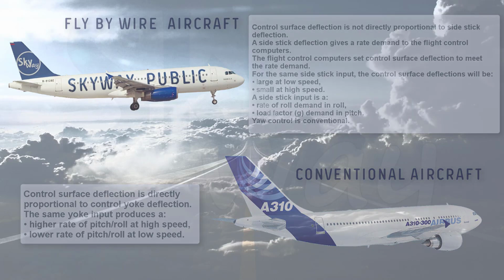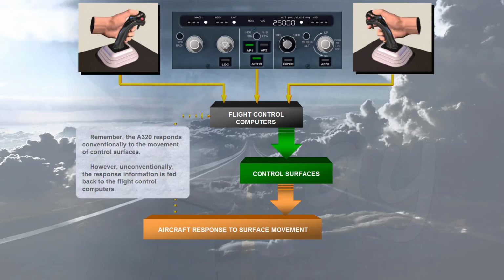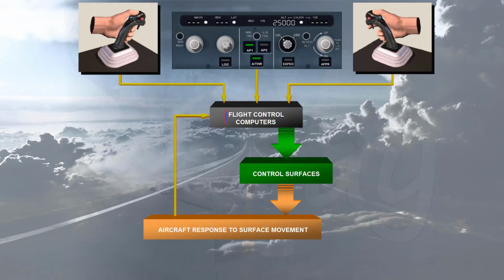Yaw control is conventional. Remember, the A320 responds conventionally to the movement of control surfaces. However, unconventionally, the response information is fed back to the flight control computers. The computers process this feedback and adjust control surface deflection to ensure that the maneuver rate demand is executed accurately. This means that control surface deflections may be altered with no change in side stick position.